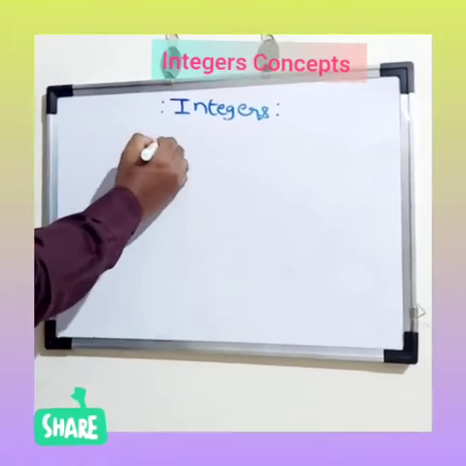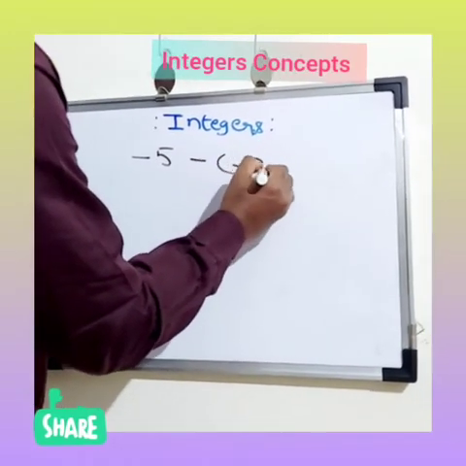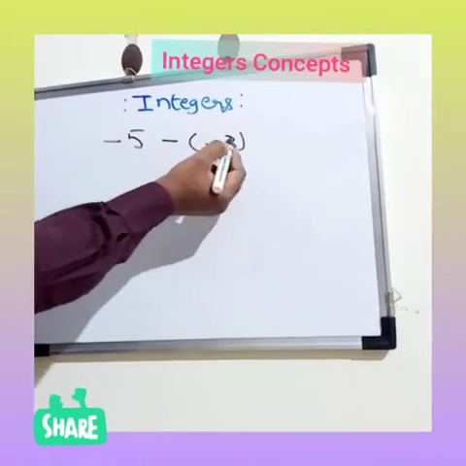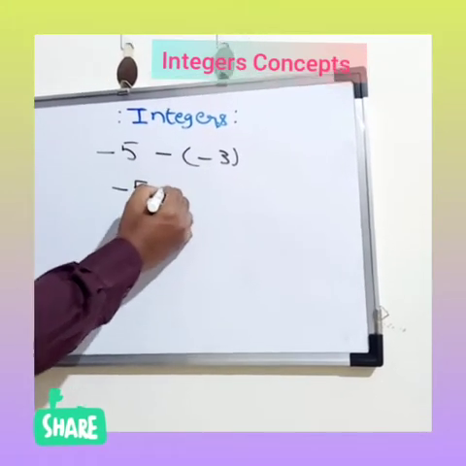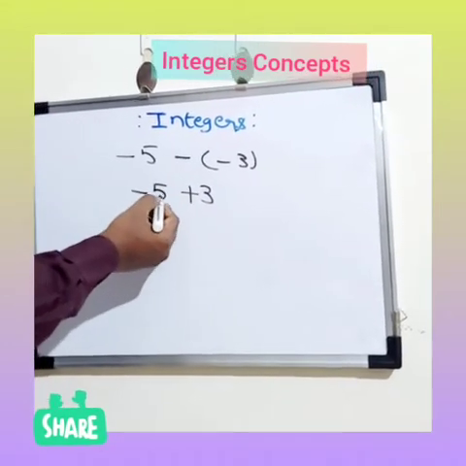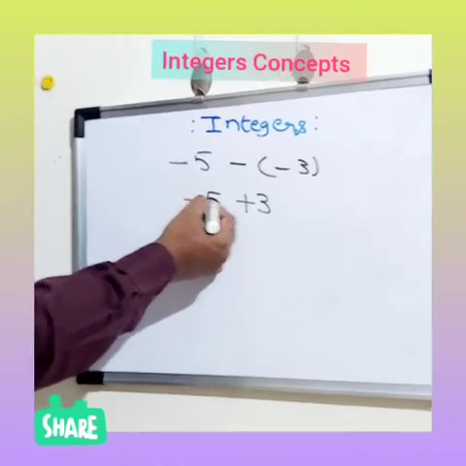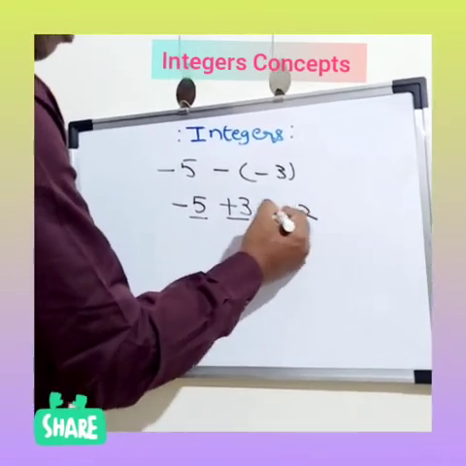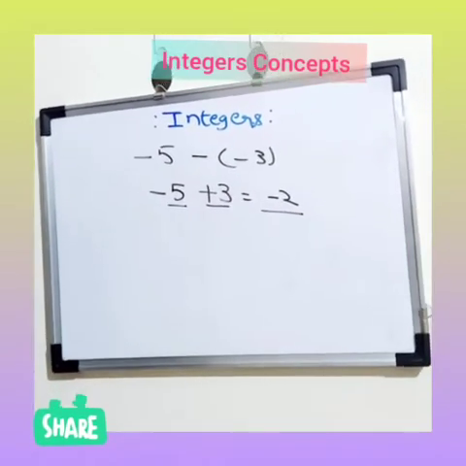Similarly, when you have a problem like minus 5 minus 3, what will be the value? Minus into minus means it is always plus. So minus 5 plus 3. Here 5 is bigger, but it has the minus sign, and the positive value is 3. So the result will be 2, but the symbol will be minus. So the result will be minus 2.